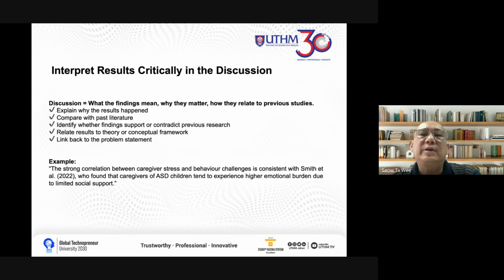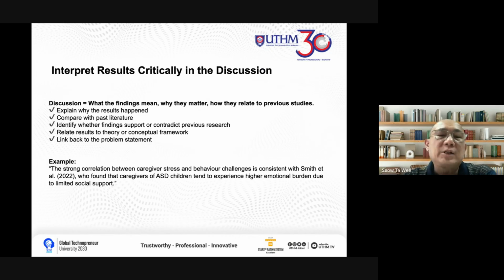Next is to interpret the result critically in the discussion. Sometimes an external or internal examiner will say, "Hey, why is your data analysis too plain?" You should explain why the result happened, either positive or negative. Compare with the past literature in the discussion. Identify whether findings support or contradict previous studies. Relate the result to the theory or the conceptual framework, and bring it back to the problem statement.